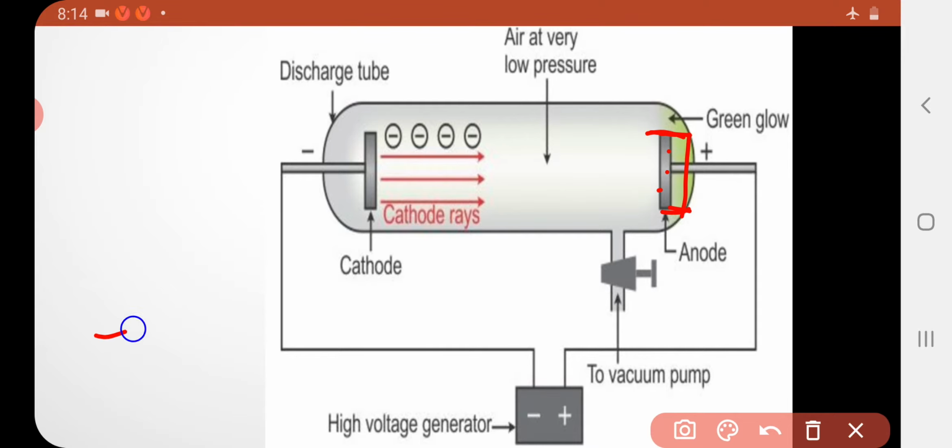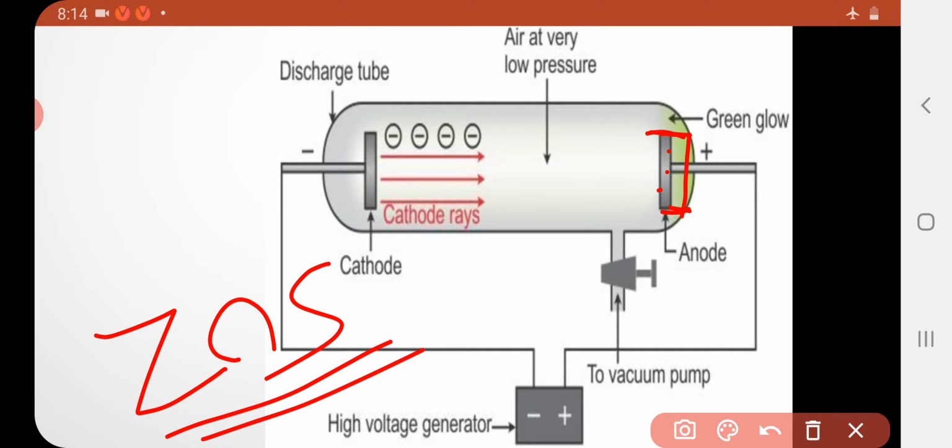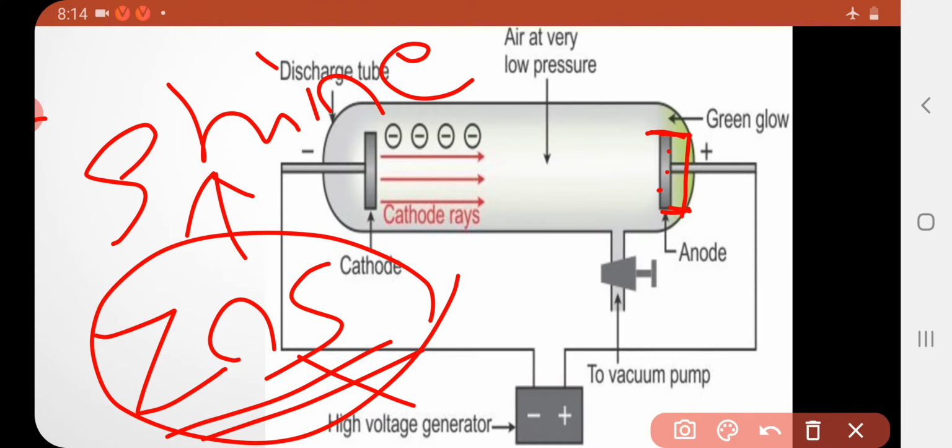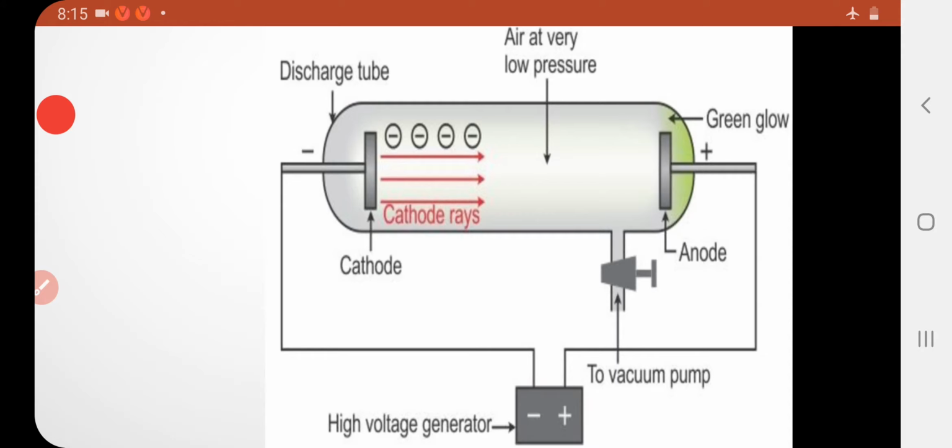Zinc sulfide is a fluorescent material. A fluorescent material means that if anything strikes it, it will shine. So he used that fluorescent material, ZnS or zinc sulfide, and then again he passed the gas in this tube.